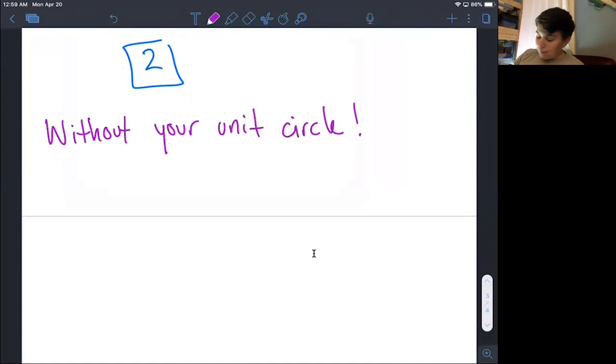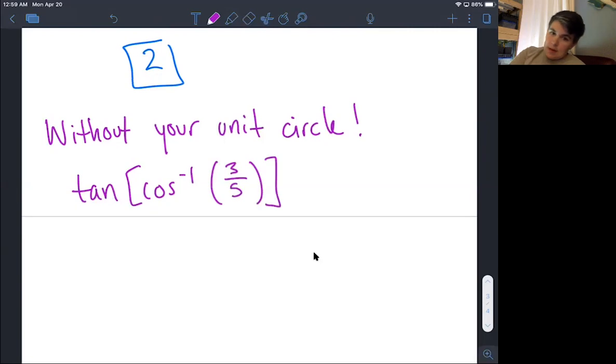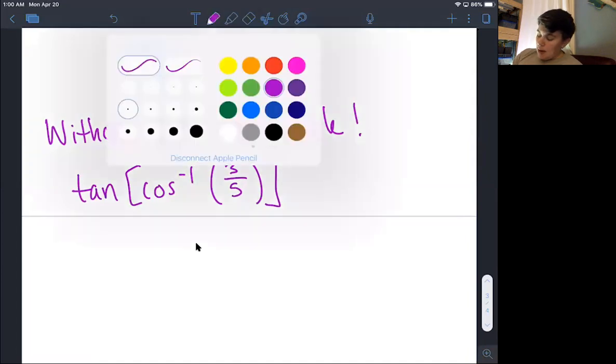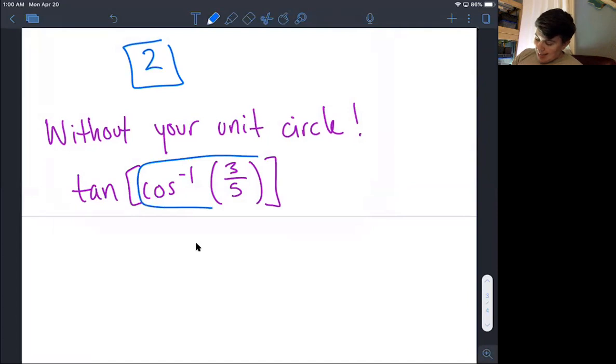Okay, so let's try this one on for size. We're going to find the tangent of the inverse cosine of 3/5. Now you're going to see that hopefully and recognize that since I have the inverse notation right there, this whole thing represents an angle that has a cosine of 3/5. So what angle has a cosine of 3/5? That does not exist on the unit circle.